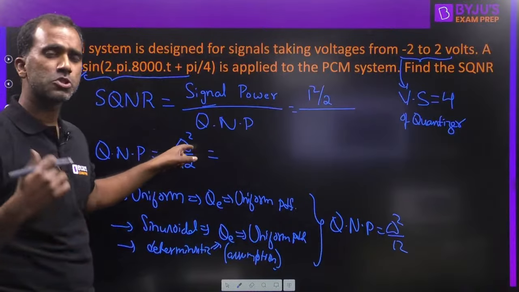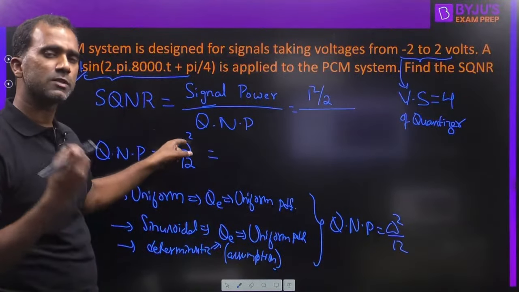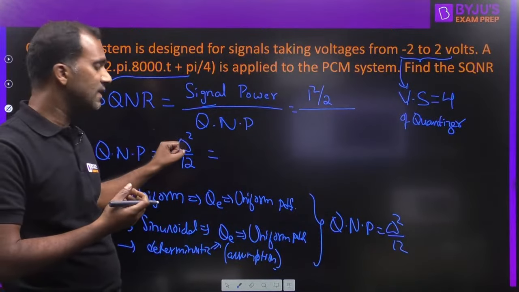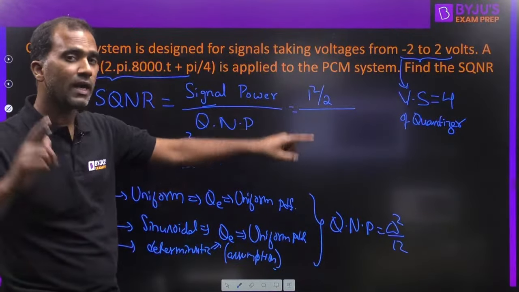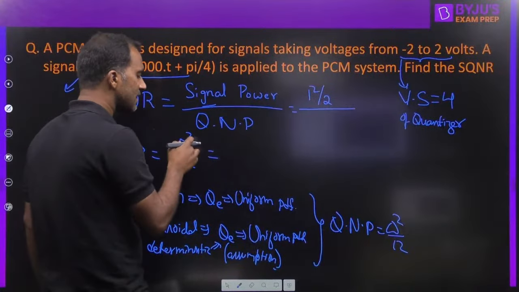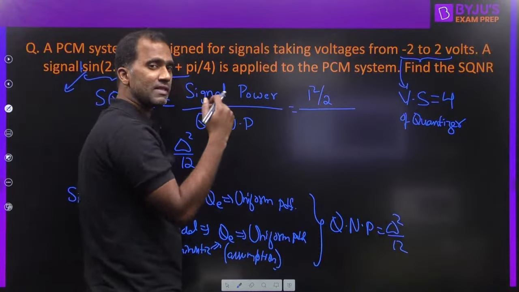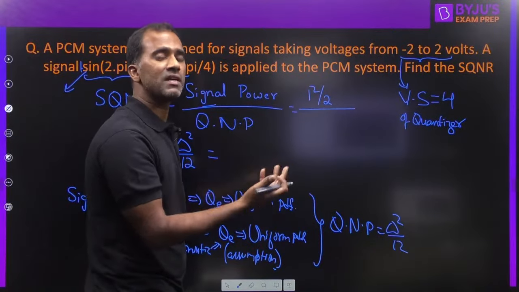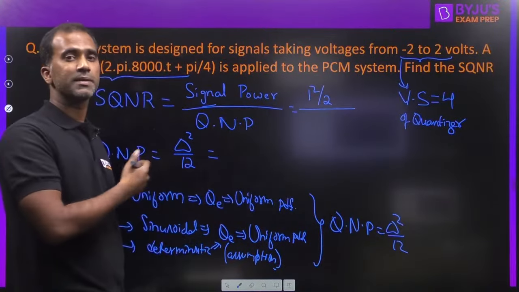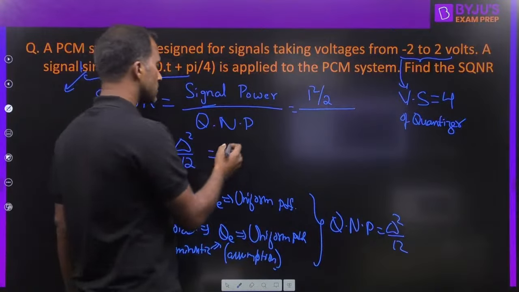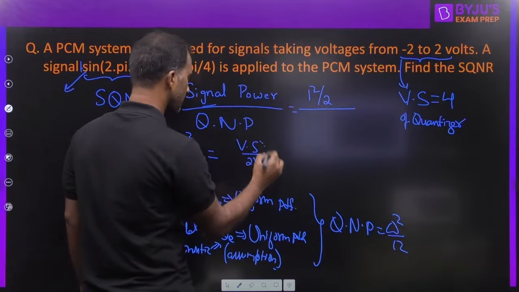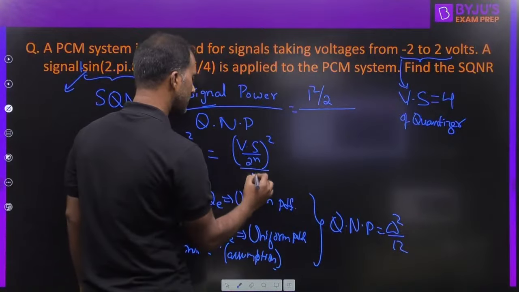Step size corresponds to the design of the quantizer. How is the quantizer designed? Based on voltage swing and number of bits. Since delta is the step size corresponding to the design of the quantizer, once the quantizer is designed, we can't change anything about it. What can't we change? The step size can't be changed. So the step size is the voltage swing divided by 2 to the power of n, whole square, divided by 12.